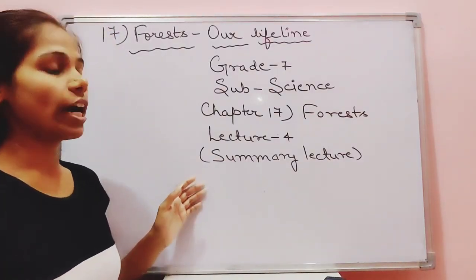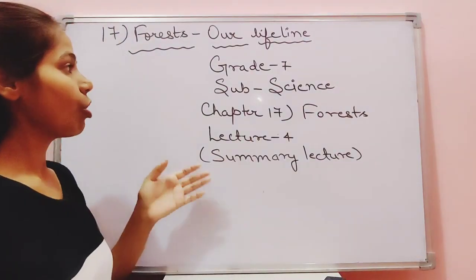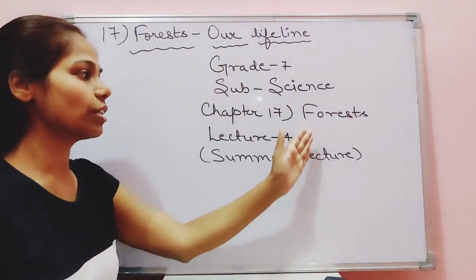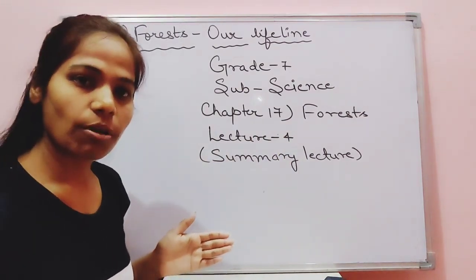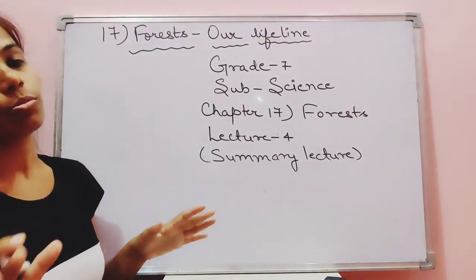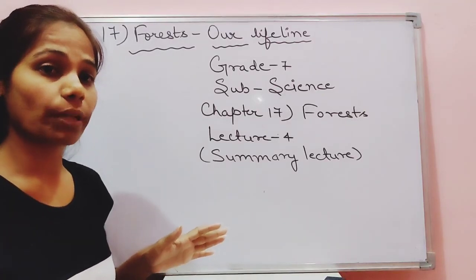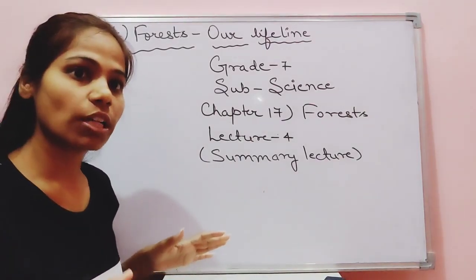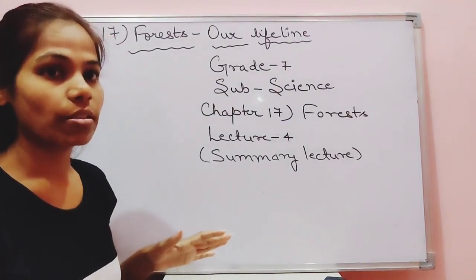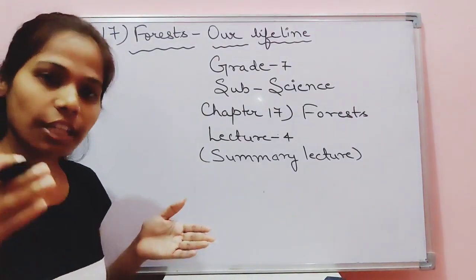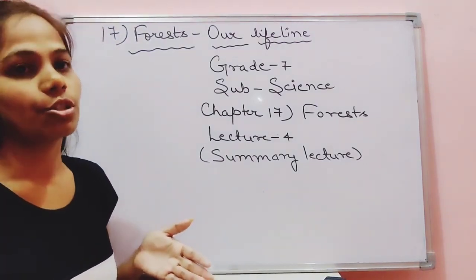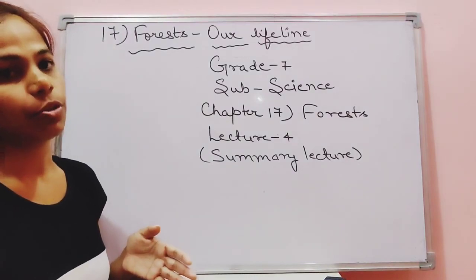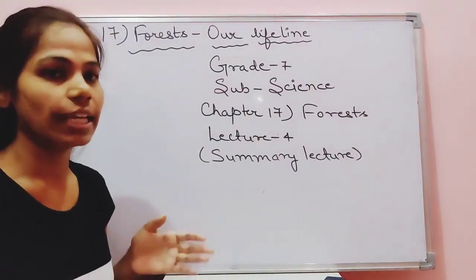Today we are going to have the summary lecture of Chapter 17, Forest, from Grade 7 Science. Lecture number 4 we are going to start, and we have almost ended all the topics of the lecture. I guess you must have understood and gone through the topics thoroughly. But if in any case you didn't understand, let me summarize the chapter again, and let me know if you are having any doubt or facing any issue with the chapter.